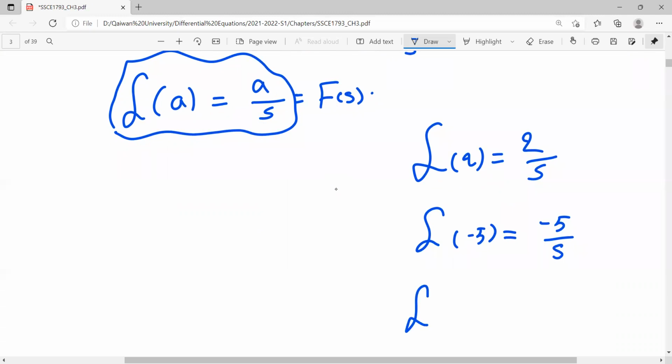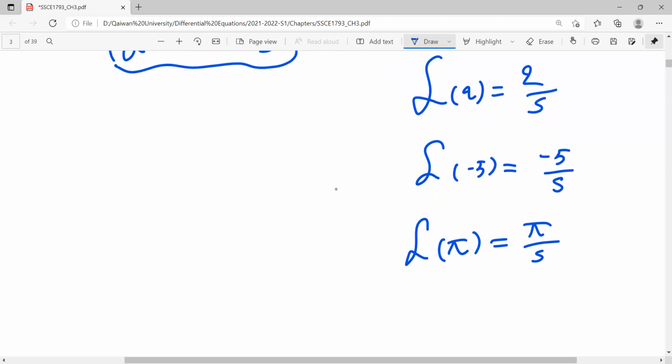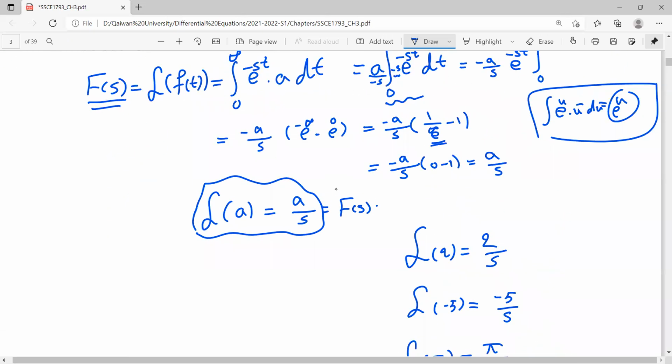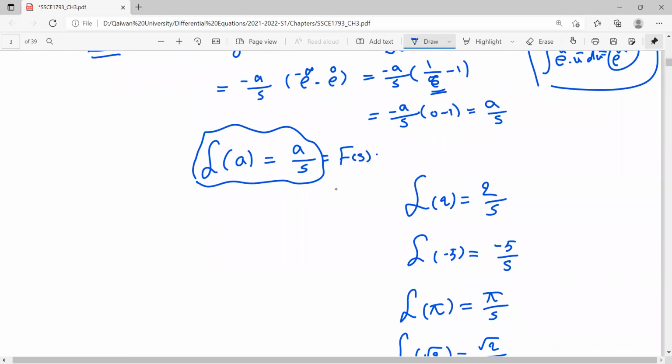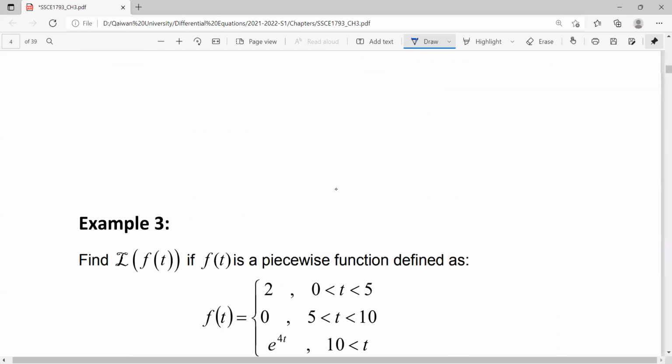And let's take another example. The Laplace transform of pi. Pi is a constant, so it's pi over s. And the Laplace transform of the square root of 2 equals the square root of 2 over s. This is the Laplace transform of a constant. So the Laplace transform of a constant is the constant divided by s. From now on, we don't need to do this integration. We just say the Laplace transform of a constant is the constant divided by s. That's all.